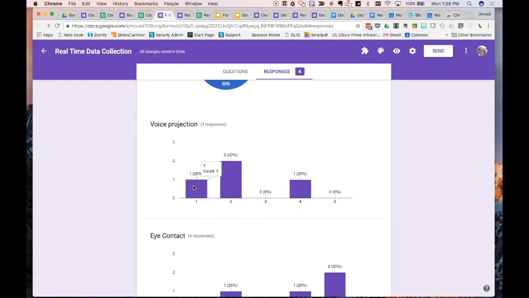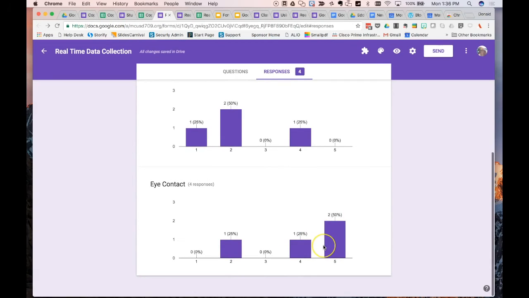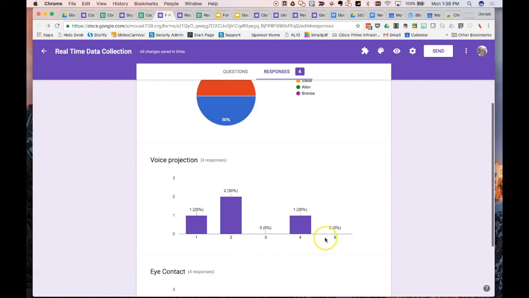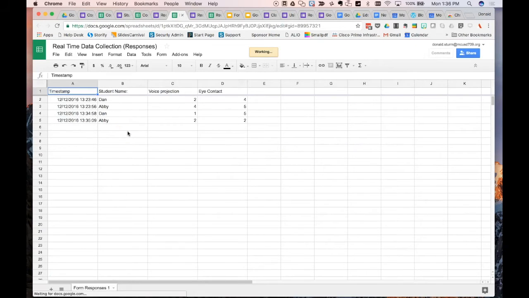Let's take the students who are having some difficulty and have them work on something, and the students that are doing fine in terms of voice projection, they don't need any extra work. They don't need any extra help. You're going to have them do something else. Same thing with eye contact. Or you can go in and, just like the reading one, you can hopefully show growth.